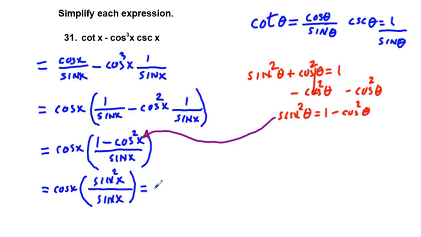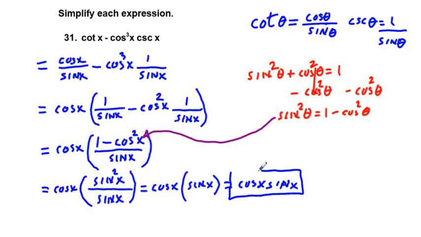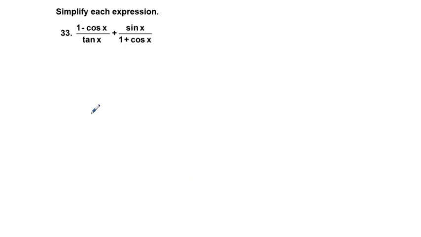And working to the right now, we have sine squared x over sine x equals sine x. And removing the parentheses, we have cosine x times sine x, cosine x sine x. And this will be our simplified version here, cosine x sine x. Next odd number problem, 33.